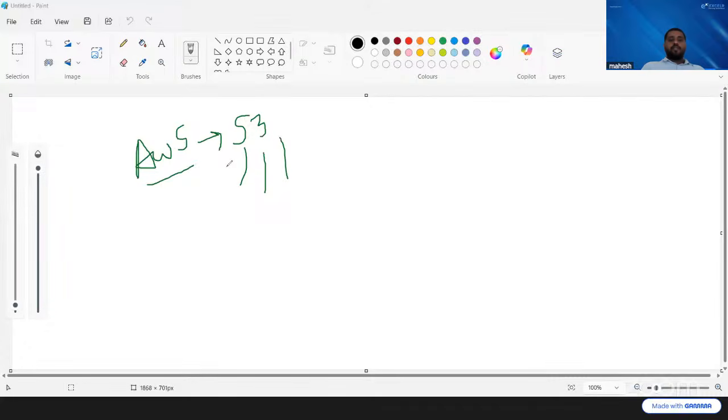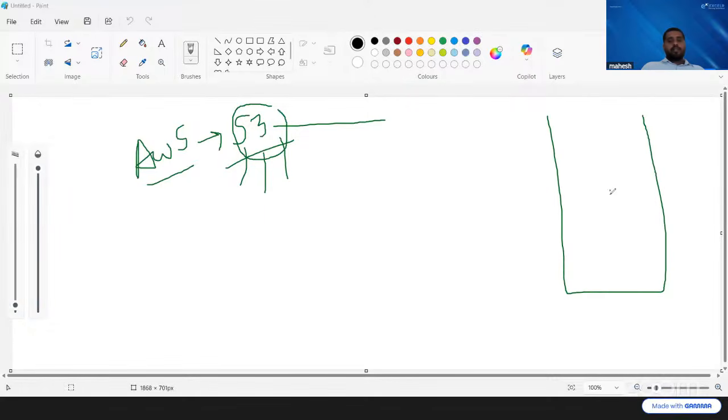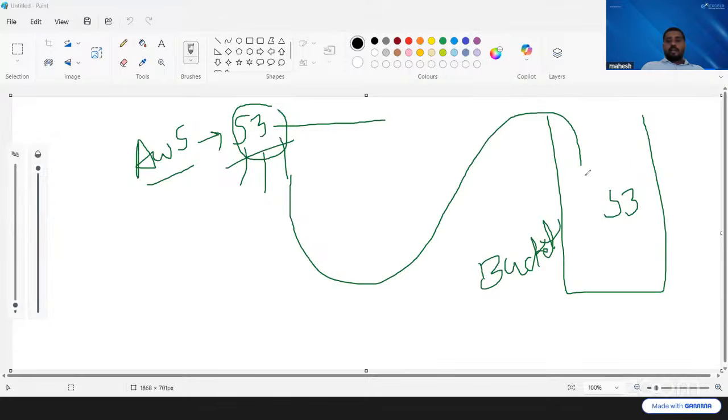The main use of S3 is that using S3 you can create an S3 bucket. Let us assume that this is the S3 bucket. The first step is that you have to create the bucket. Here the bucket acts as a container. The moment you create the S3 bucket, you will be able to store data inside it. Whatever data you want to store, we have to store inside the S3 bucket.